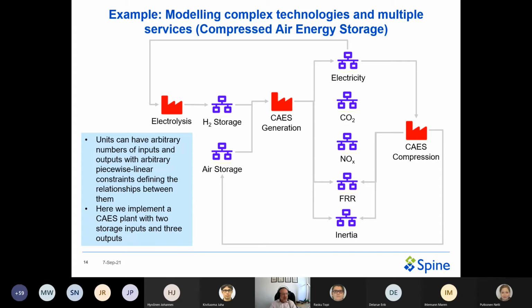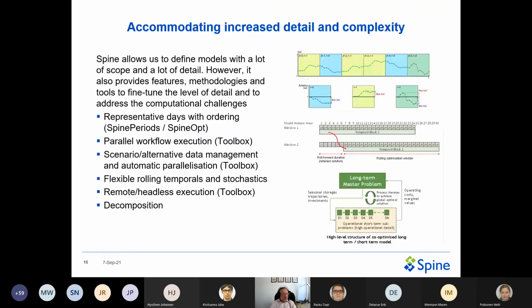And then via a compressor unit, we draw electricity from the grid, and we compress air, which goes into the air storage, which can be used for generation. And also via electrolysis, we consume electricity to produce hydrogen that could be used in our plant. So this gives us a lot of flexibility in the technologies that we can model as well. So we see that we can do an awful lot with Spine. We can model an awful lot of sectors and scope, and we can also model an awful lot of detail.